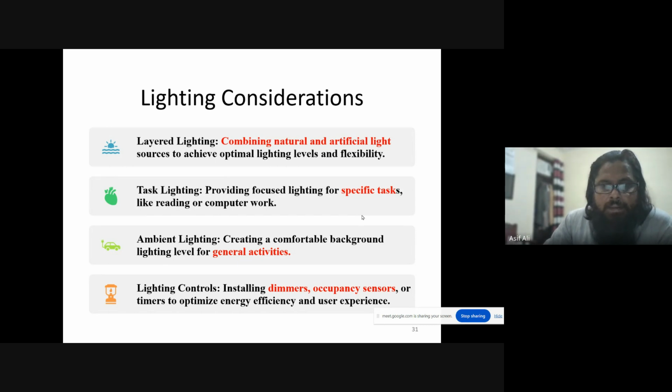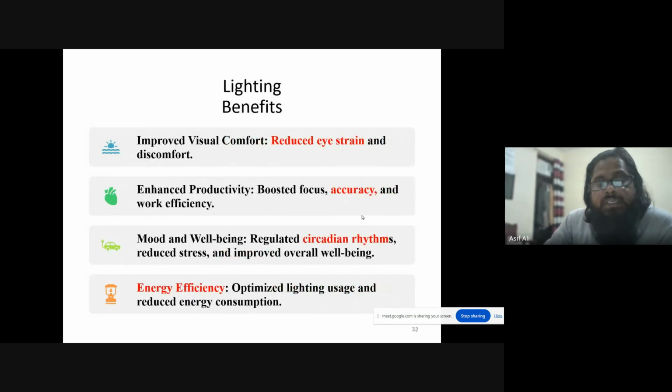For energy efficiency, you can have occupancy sensors, because once you turn on the light, it remains on for hours. So to save electricity, we can use the occupancy sensor. When somebody enters, the light switches on, and then when you leave the room, it automatically switches off. So these kinds of equipments are already in the market, we can go for them.